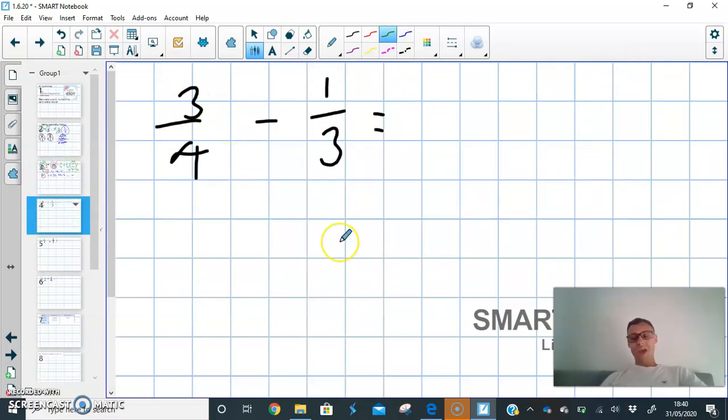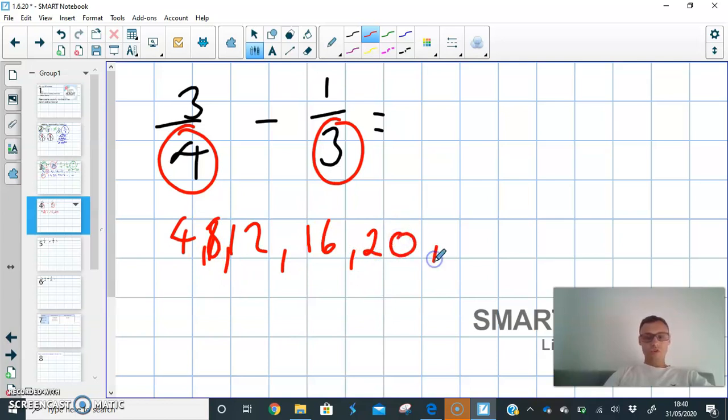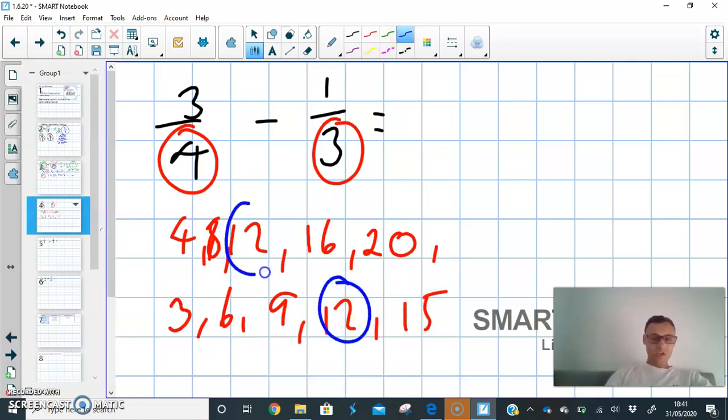Subtracting now. The biggest mistake I see on the arithmetic paper from Year 6 is that children don't add or subtract properly. They use the wrong operation. So we've got an issue here because the denominators are different, but that's fine. We can find the lowest common denominator by writing out our times tables. 4, 8, 12, 16, 20, 3, 6, 9, 12, 15. The lowest common denominator is clearly 12.